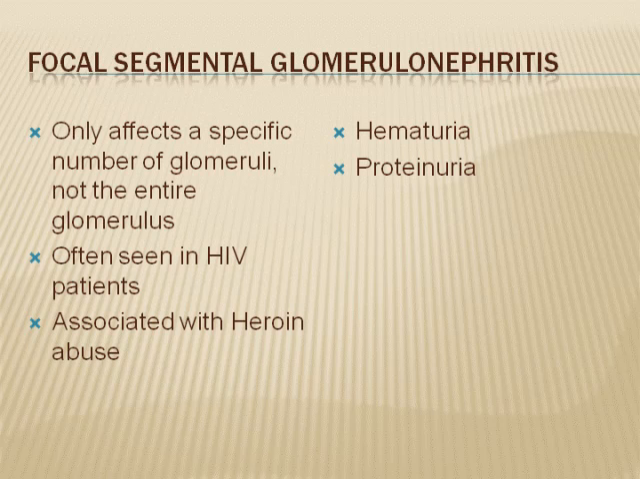Focal segmental glomerulonephritis. This is when only certain numbers of glomeruli are affected, but not the entire glomerulus, hence the name focal. It's often seen with HIV patients, and it is associated with abuse. You'll see blood in the urine and protein in the urine.